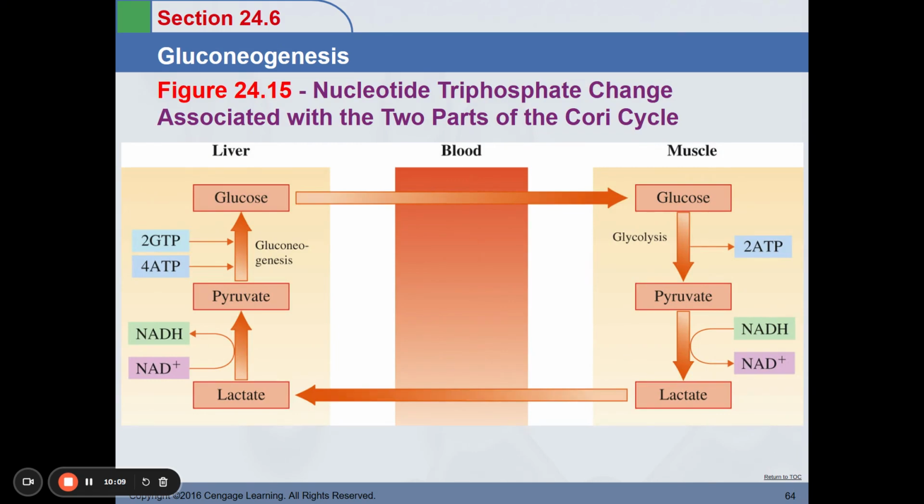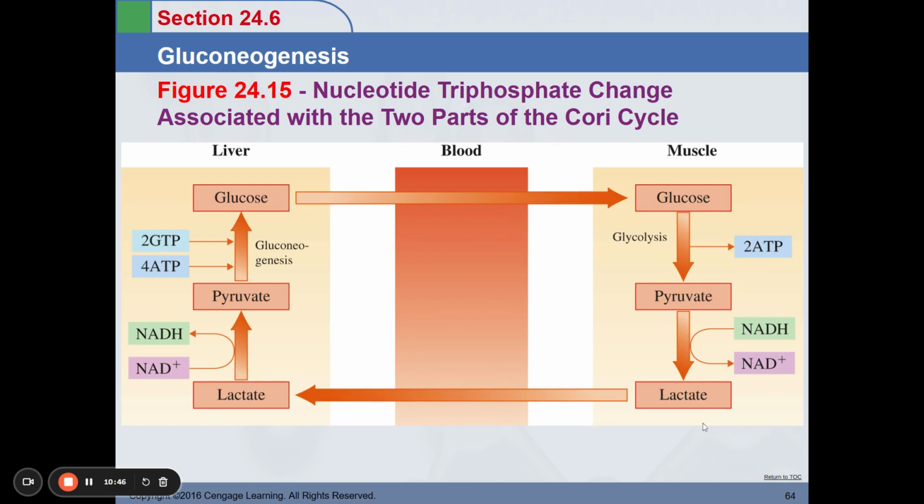So this is the nucleotide triphosphate change associated with the two parts of the Cori cycle. Okay, so we have the glucose right here, produced using glycolysis. Again, glycolysis transforms your glucose into pyruvate, but the main purpose of this is not to convert glucose to pyruvate, but to create ATP out of the food source that you are getting. So this pyruvate is just, kumbaga, a byproduct. The main purpose of this process is to create energy.